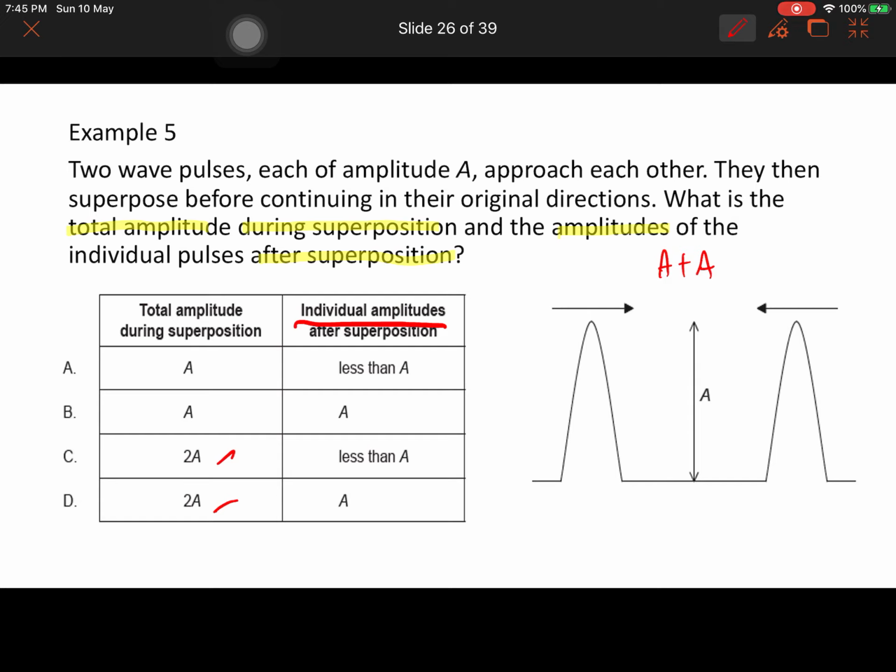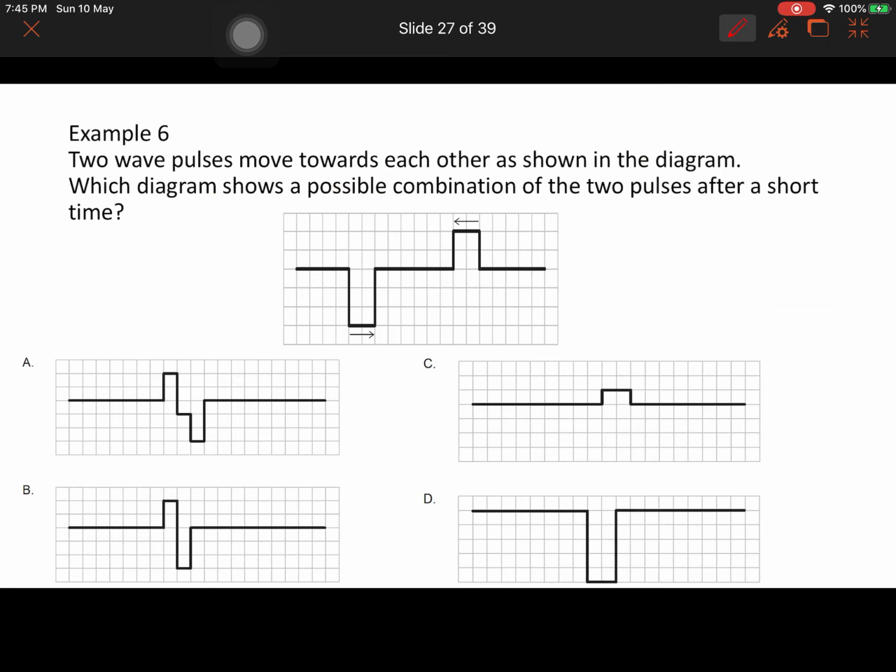What would be the individual amplitudes after superposition? It's going to move on and they retain their individual amplitudes as before. So it will just be A. So answer D. Now try example 6. Pause here. So we have two waves that are moving towards each other as shown in the diagram. What is a possible combination of the two waves after a short time?